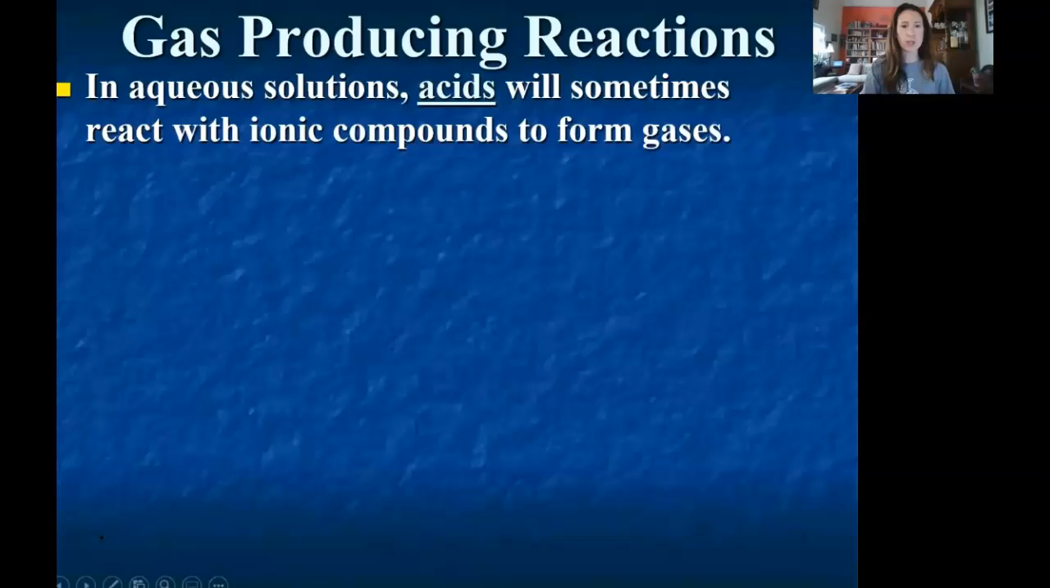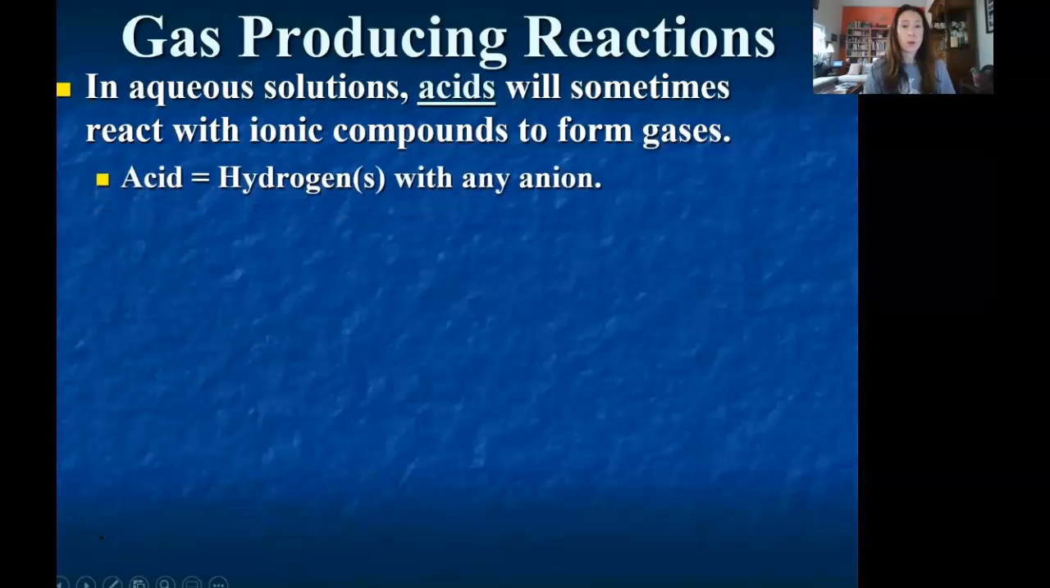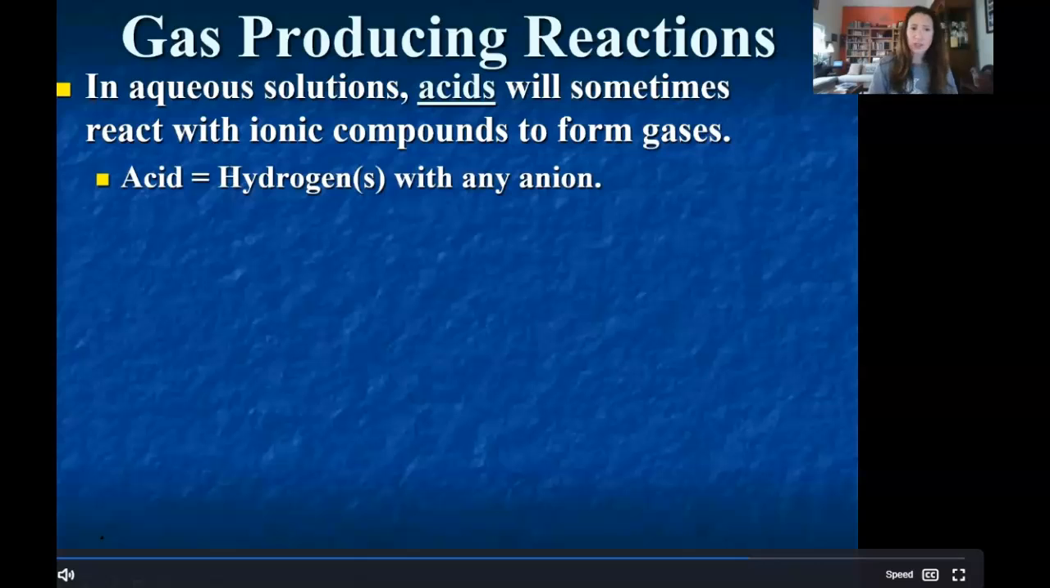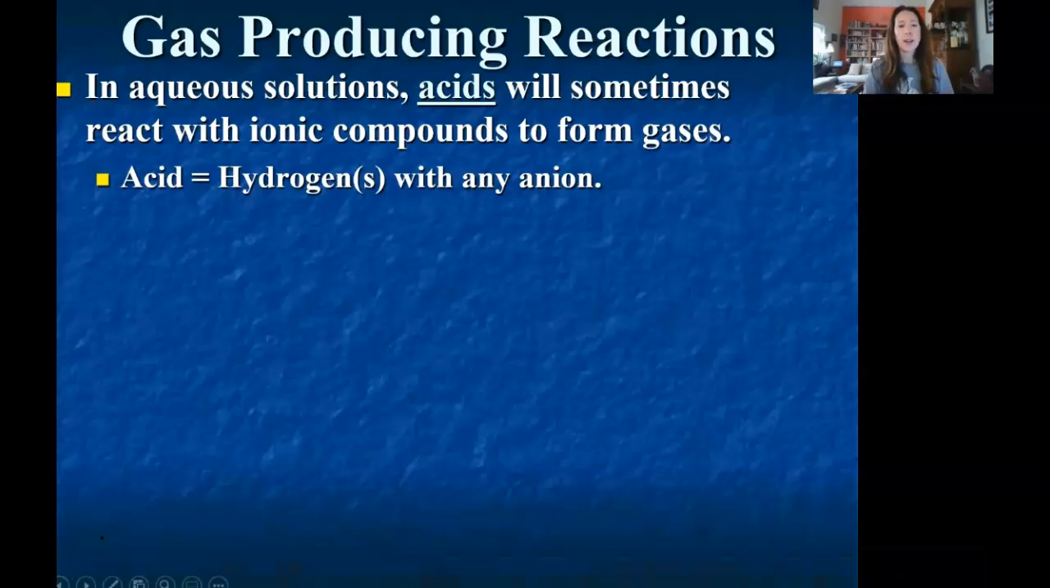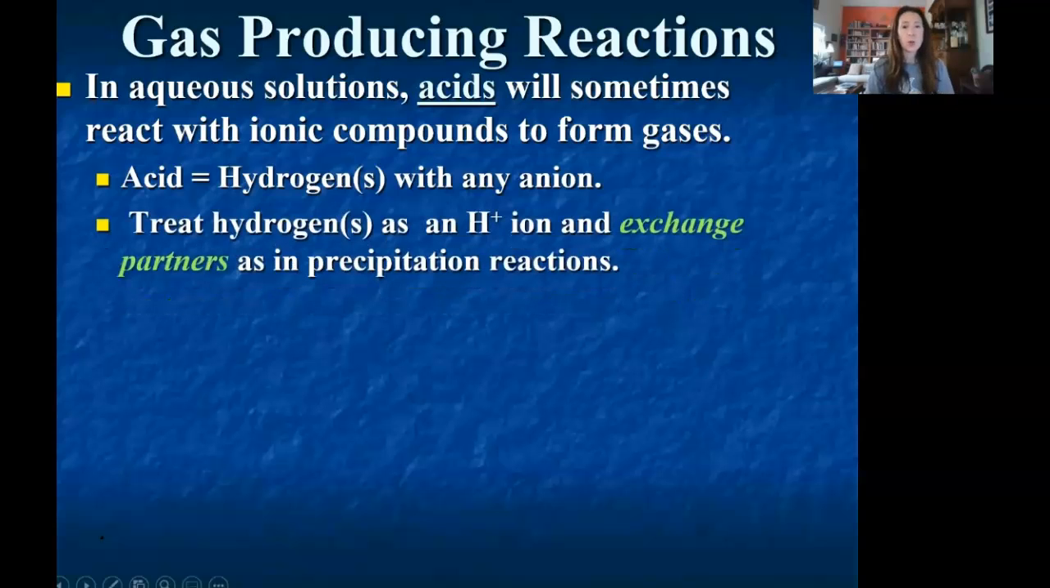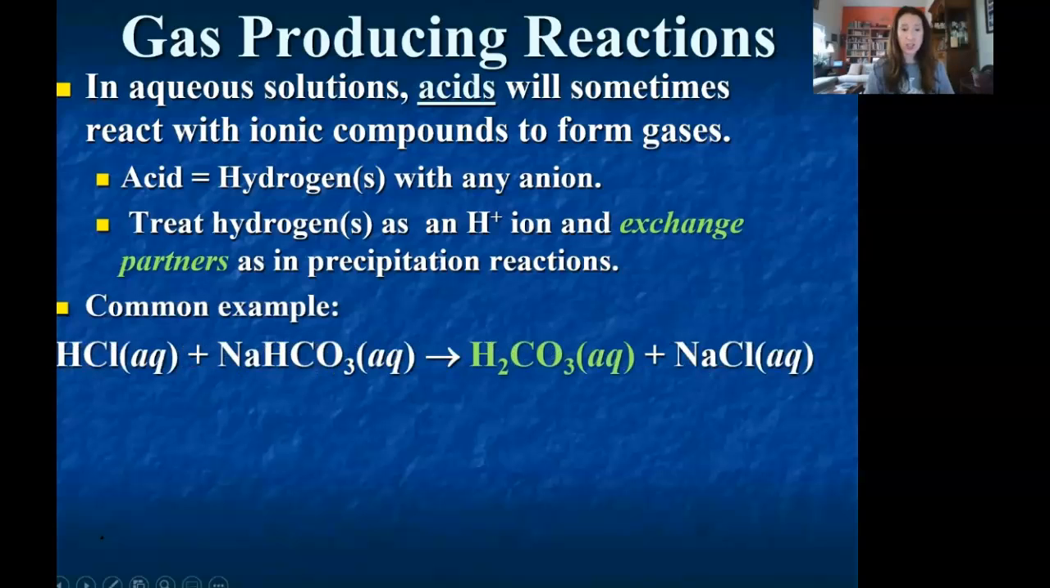Okay, so this brings us to gas-producing reactions. Sometimes we're going to have some gas-producing reactions, which in lab this week we're actually going to get to do a couple of. And so remember, an acid is anything, a hydrogen with an anion. And so we just treat hydrogen as an exchange in the reaction. So for example, it looks just like a double displacement reaction, and it is a double displacement reaction, right?